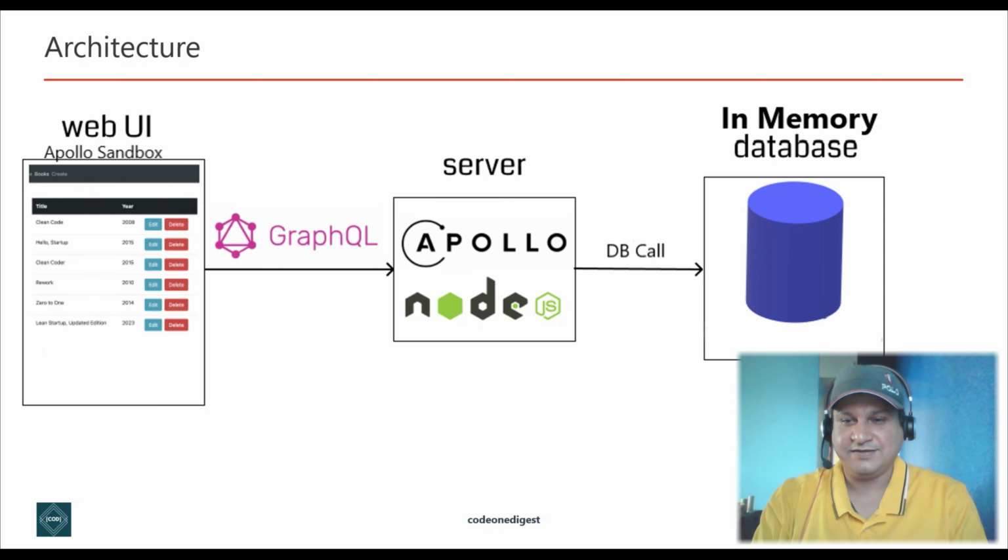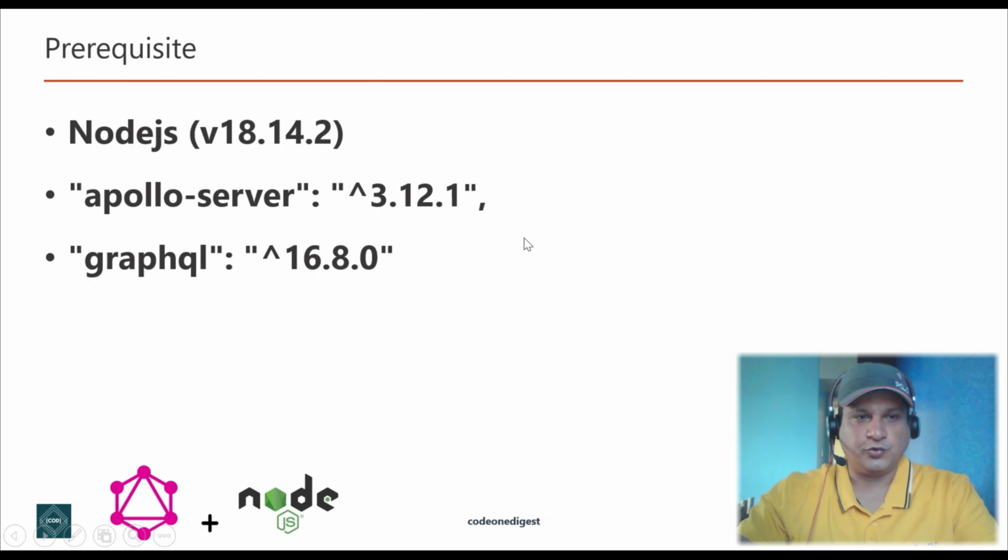Right friends, with me? Okay friends, so here is the prerequisite for this tutorial. These are some Node.js dependencies that we are going to use in this tutorial. I'm going to use Node 18.14.2. You can use the latest version. Then I'll be using the Apollo server module, that is 3.12.1, and I'll be using the GraphQL module, that is 16.8.0. Apollo server is an implementation of the GraphQL specification. GraphQL is a specification that the GraphQL team has defined. Now Apollo server has implemented that specification, and Apollo server is provided for all JavaScript frameworks, hence it is also supported in Node.js. Right friends, with me?